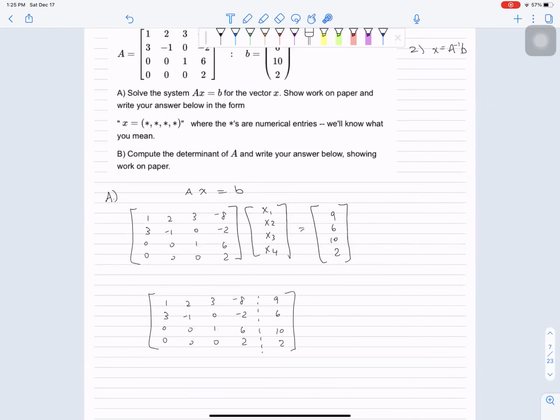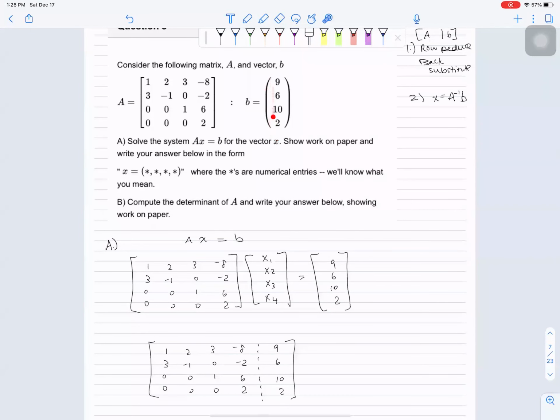Question, is B a matrix or vector? B is a vector because it's some number by 1. It's like a column vector. Yeah.